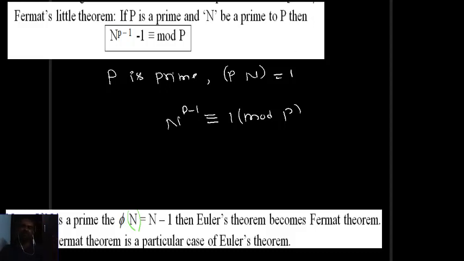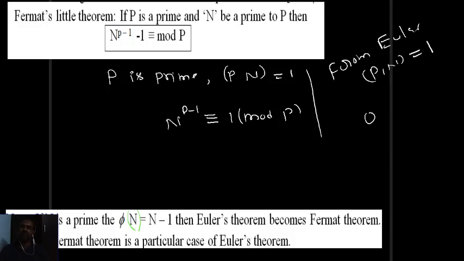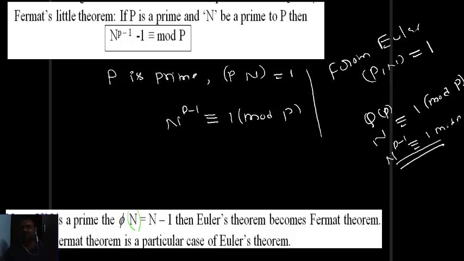So what I can say from Euler theorem: P comma N are co-primes, then N power phi of P congruent to 1 modulo P only. Okay, if P is a prime number, now instead of phi of P, what can I write? N power P minus 1 congruent to 1 modulo P. This one is the Fermat's Little theorem.